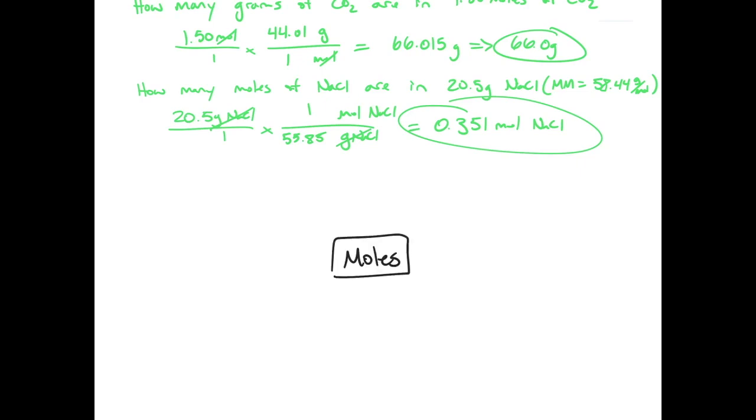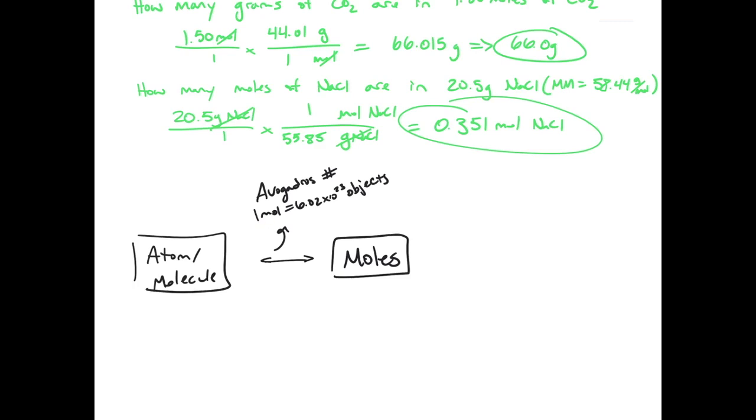If you think of the unit moles being in the middle of these problems, you can think about converting to and from moles in two different ways. If you're going to the left, you can convert from atoms or molecules to moles using what we know as Avogadro's number, which is equal to 6.02 times 10 to the 23rd objects. So you can use this conversion factor to convert from atoms to moles and moles to atoms.